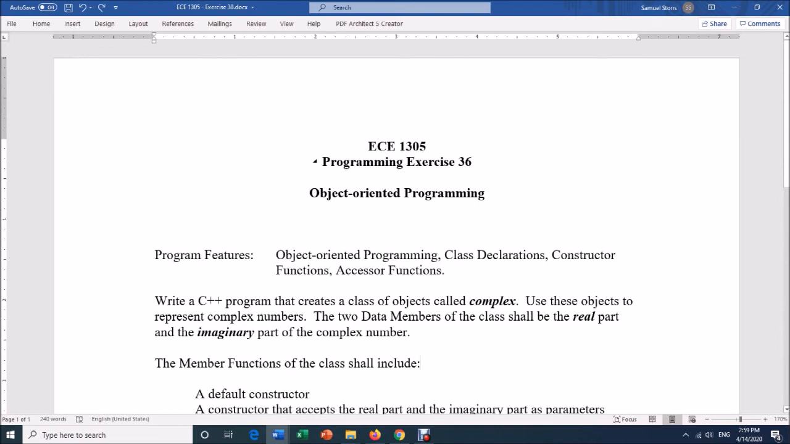Okay, so that is programming exercise number 38. Oh, that should say 38 right there. We'll edit it. 38.